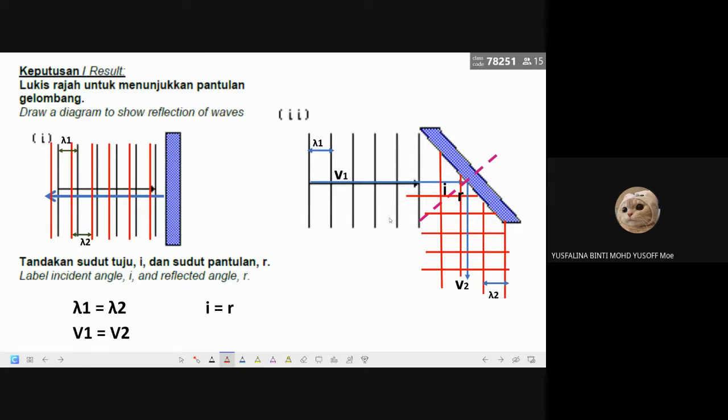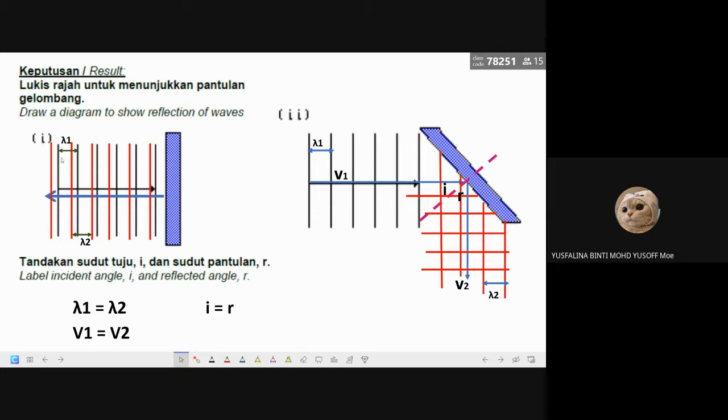Okay, so let's see for this one. Let's say the reflector is in the straight line like that. So what if like this? How do you want to draw? Here it said you have to draw the diagram to show a reflection of wave. So here we already know the wavelength and also the speed is same, and the I must be equals to R.